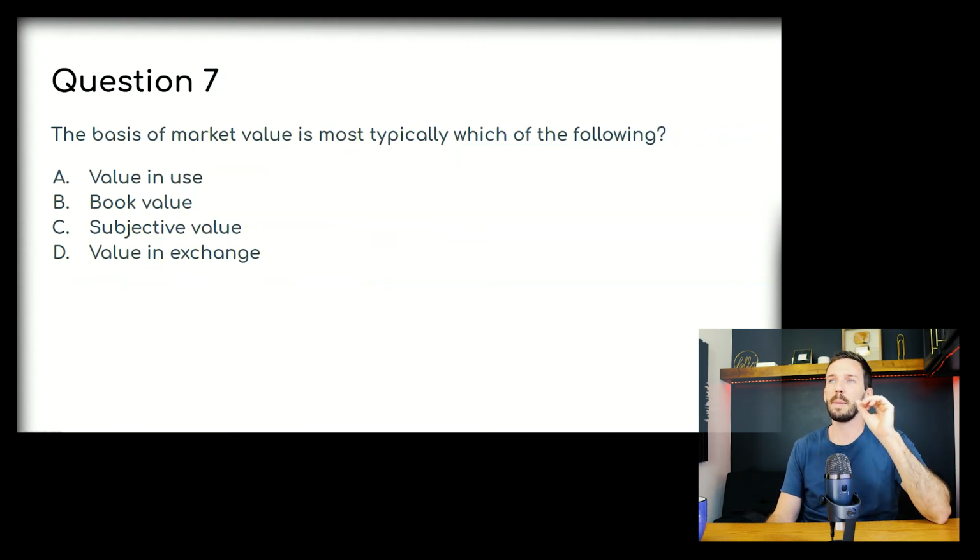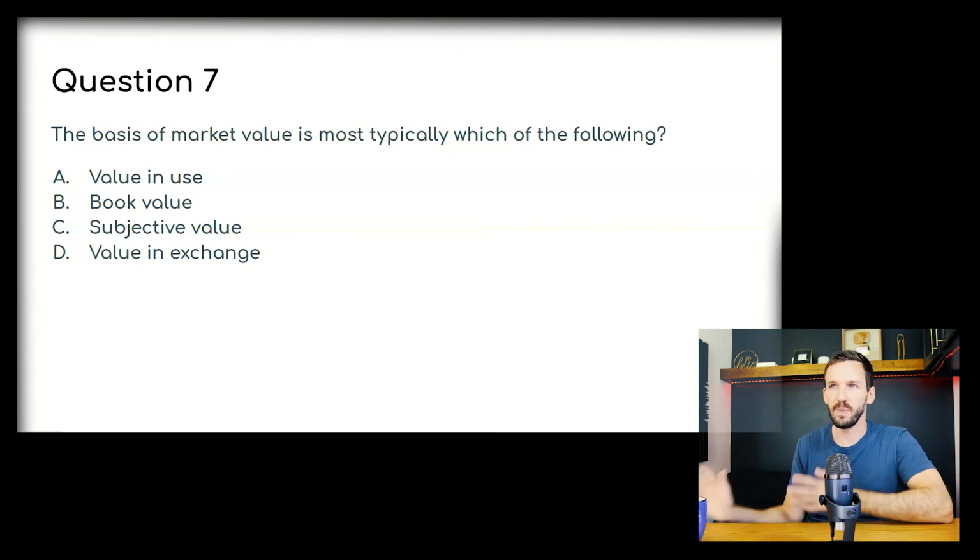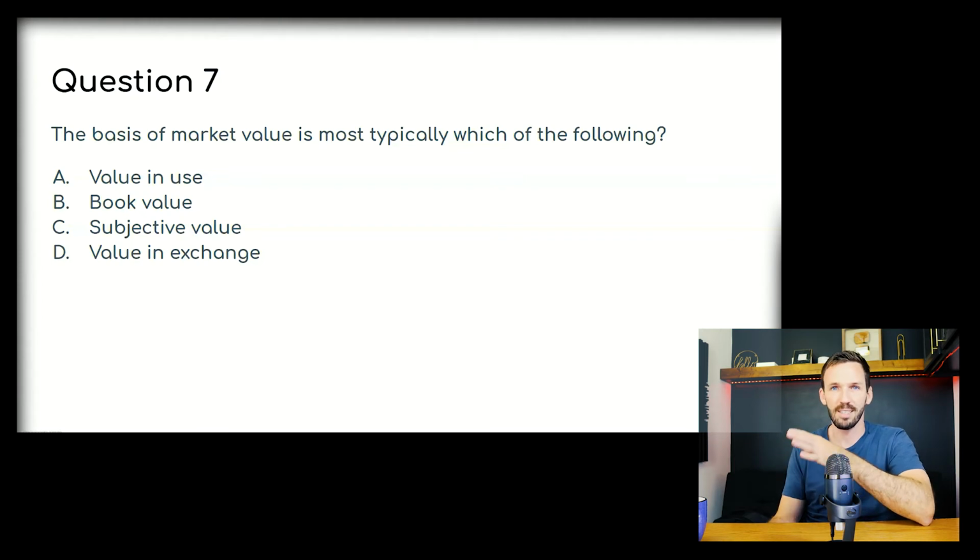Question 7. The basis of market value is most typically which of the following? Value in use, book value, subjective value, or value in exchange. So value in use is derived from the usefulness of the property. It is subjective and not market-based like they're asking here. Book value is used in cars. There is no home book value, I don't believe. Subjective value in its own name says it's subjective, right? It's not based on the market. Value in exchange is market value. It's a keyword. Answer here is D.